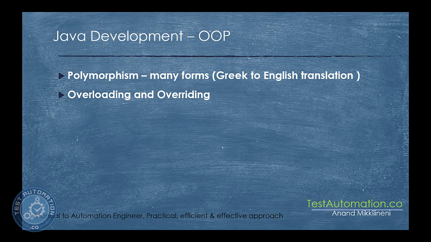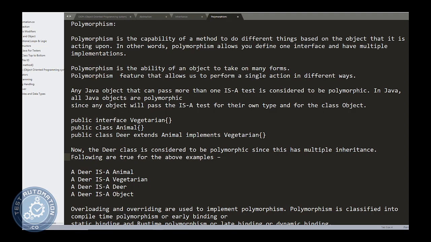The most practical usage of the polymorphism principle is method overloading and overriding. We will see those two with examples in a little bit. Let us take a look at the definition of polymorphism. Polymorphism is the capability of a method to do different things based on the object that it is acting upon. In other words, polymorphism allows you to define one interface and have multiple implementations.